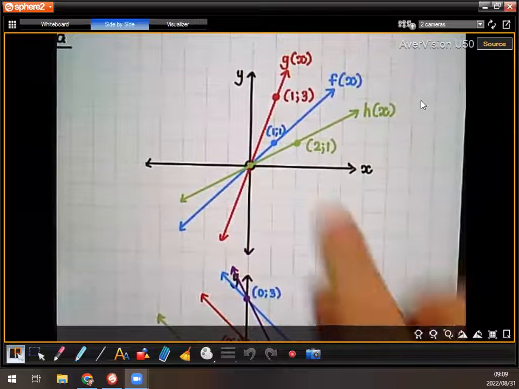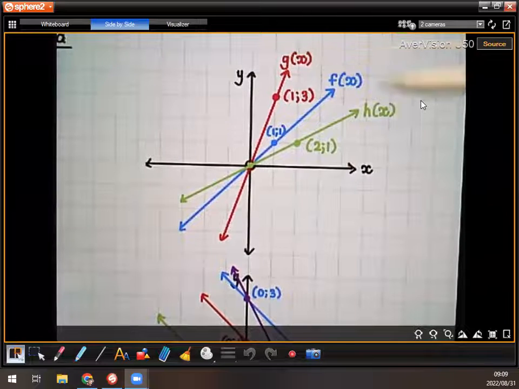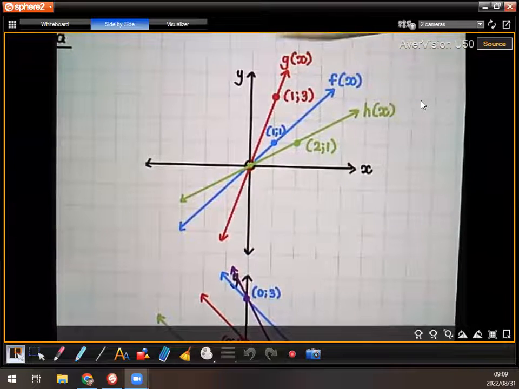Now guys, because we did have 3 graphs on the same set of axes, you do have to label them. You can decide if you just want to use the names of the functions like I did here, g, f, and h, or do you actually want to write y equals x, y equals 3x, y equals x over 2? It's up to you. Any other questions on these ones?